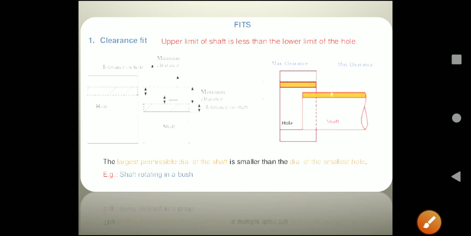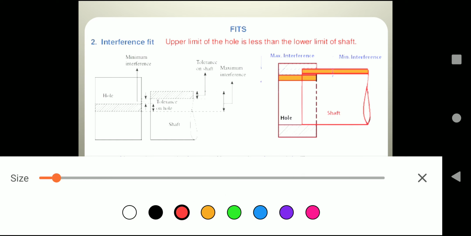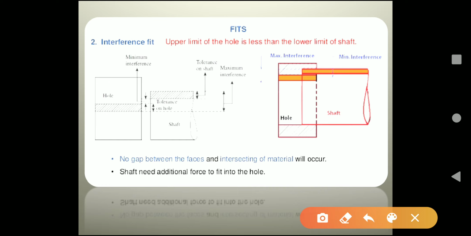So let us see the next type of fit, that is interference fit. Here in interference fit, the upper limit of the hole is less than the lower limit of a shaft. So in both diagrams you can see the tolerance zones of a hole and shaft. Here you can see the tolerance of a hole is less than the tolerance of a shaft.